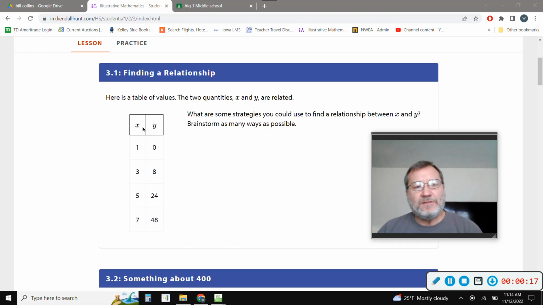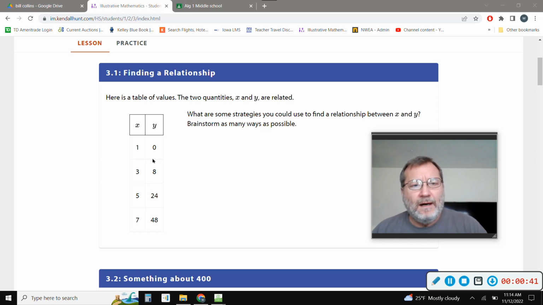So let's just look through these here. They're basically on page 147. They're giving you a set of numbers here. You have some x values and some y values. These are ordered pairs of x comma y. So what they're trying to say here is what are some strategies that you could use to find the relationship. They're really worried about strategies and seeing what we can come up with.